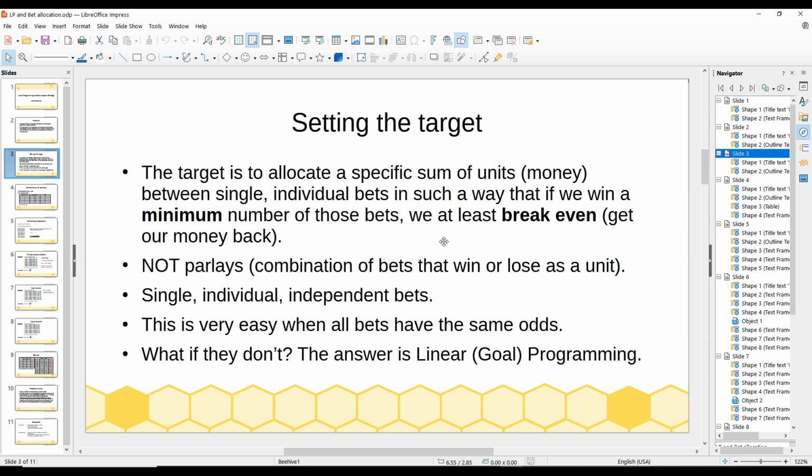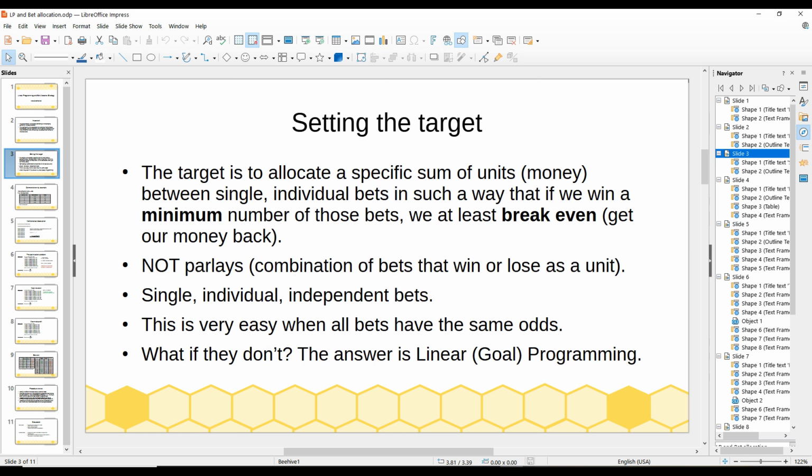We break even. Of course, I'm not referring to parlays, because parlays are combinations of bets that win or lose as a unit. In order to win the parlay, you need to win every single bet in the parlay. If you lose just one, then the parlay is lost. The bets I'm talking about are single, individual, independent bets. This means that the outcome in one bet does not affect the outcome of any of the other bets.